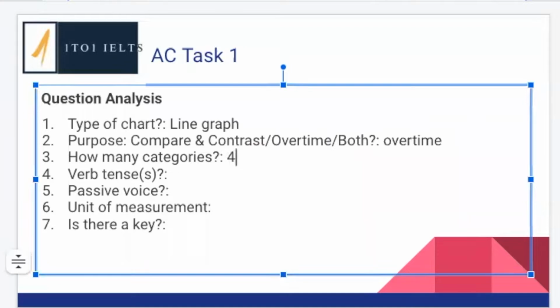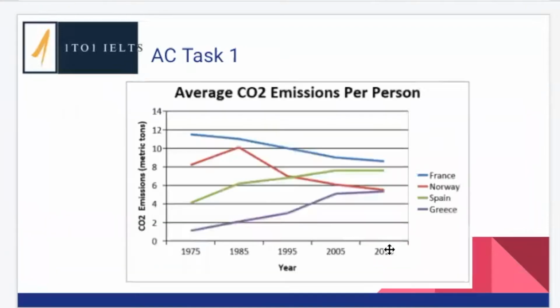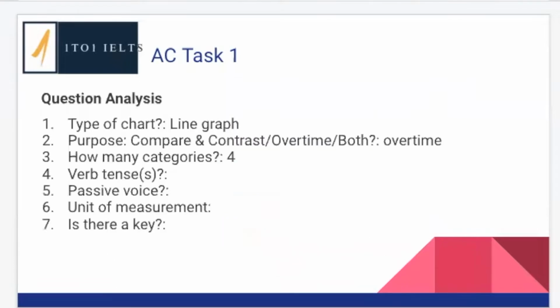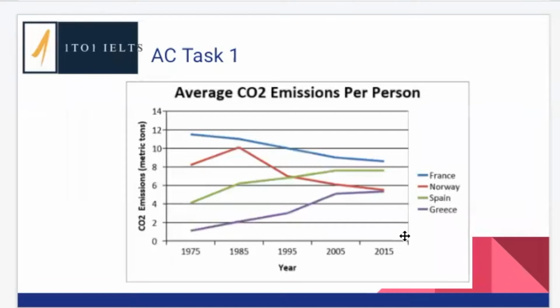Verb tenses. So for verb tenses, we need to have a look at the data given. Everything is in the past. Everything we're talking about is going to be a completed action in the past. It's past and it's past simple. No other verb tenses are needed. Don't try and force all sorts of strange past tenses. The only applicable verb tense here is going to be past simple. Do we need the passive voice? So do we care about objects? Nope. Unit of measurement, metric tons.